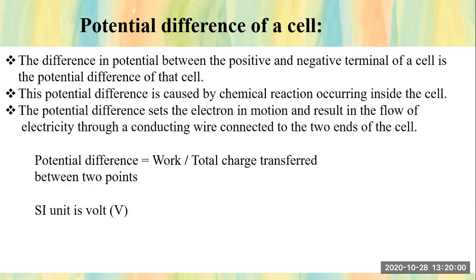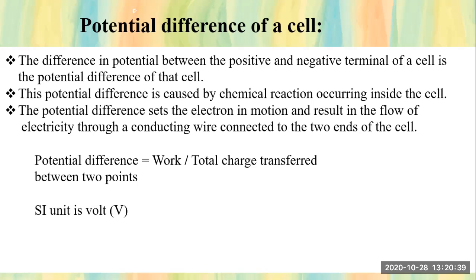See, first we will learn about potential difference of a cell. What is potential difference of a cell? Now we will see the term potential difference. Potential means strength, and difference means the difference between the two potentials. So we termed it as potential difference. Okay. Now see, potential difference of a cell. First point: the difference in potential between the positive and negative terminal of a cell is the potential difference of that cell. See, it's very simple.